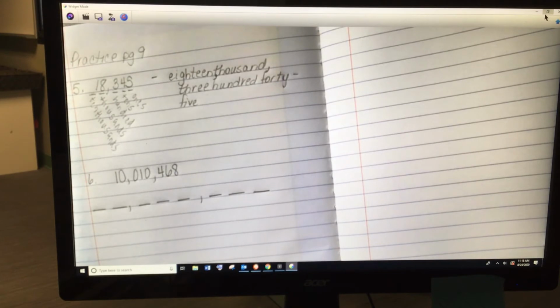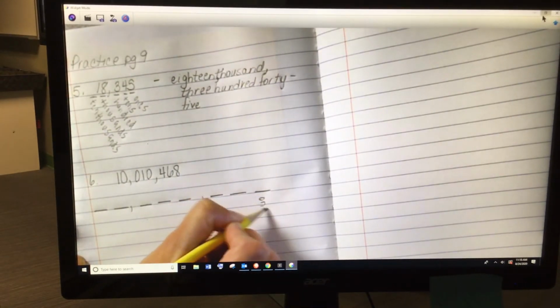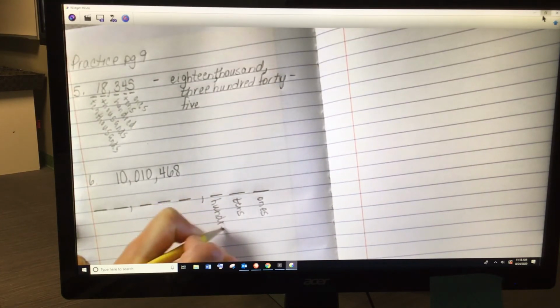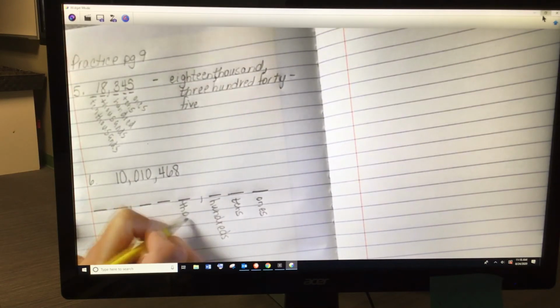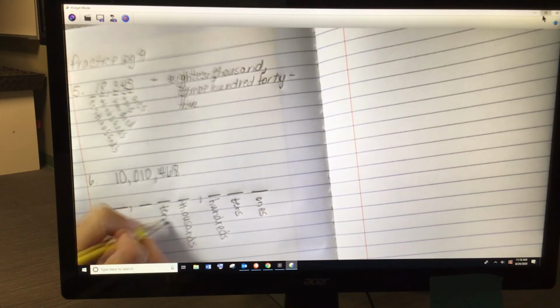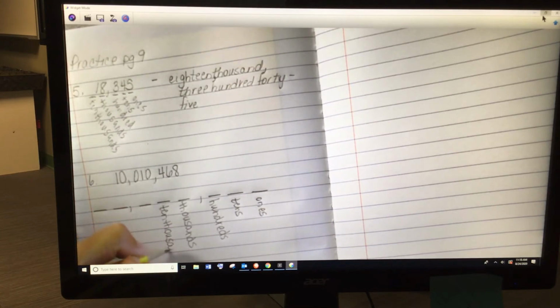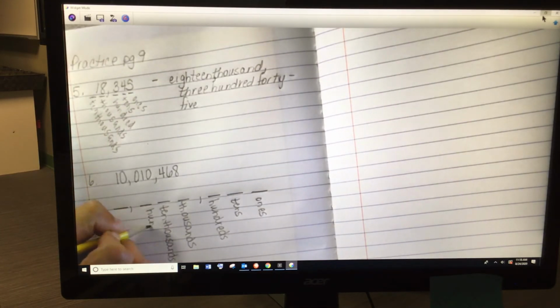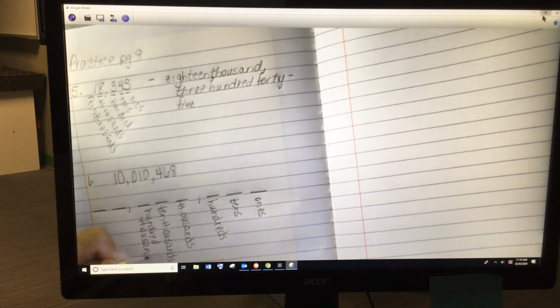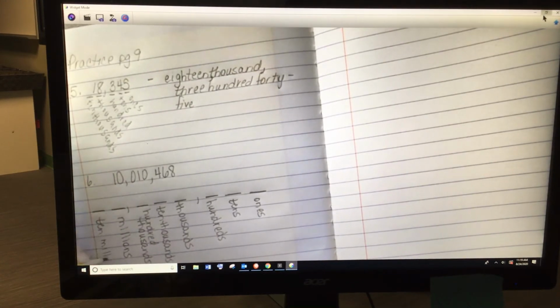Okay, so again, we can label. We can go through and say this is our ones, tens, hundreds, thousands, 10,000s, hundred thousands, millions, and then we have 10 millions. All right, so we have our place value of these numbers.